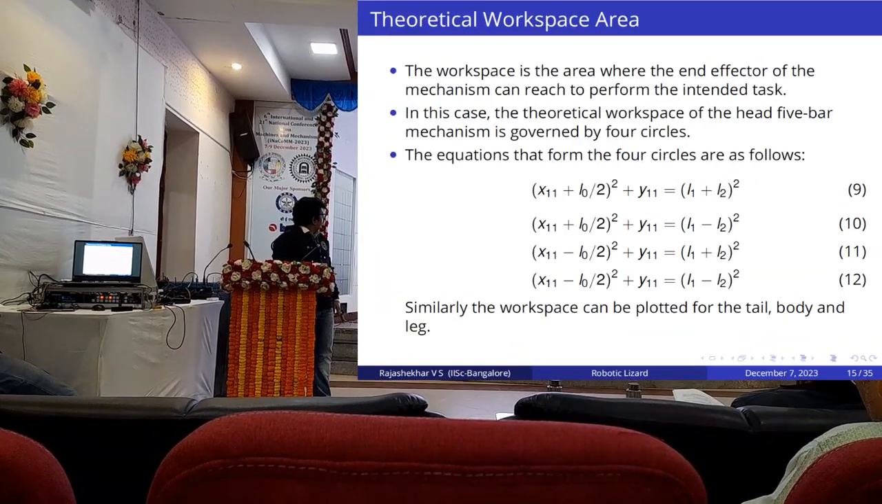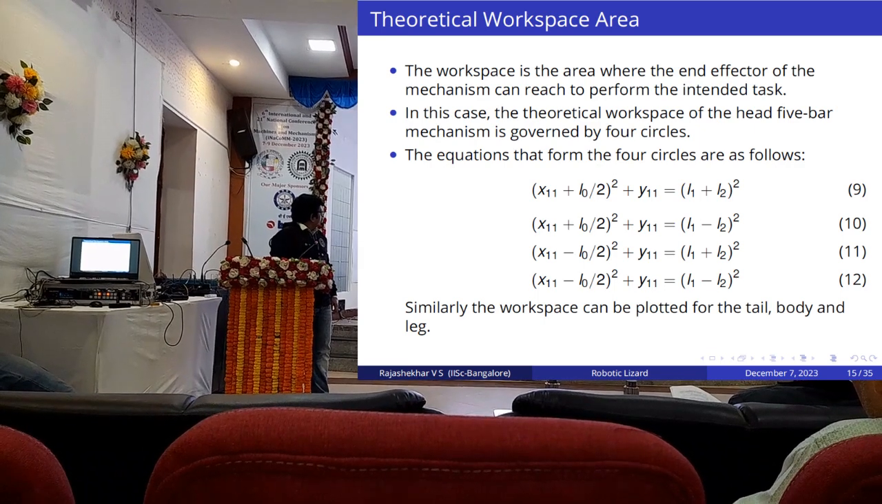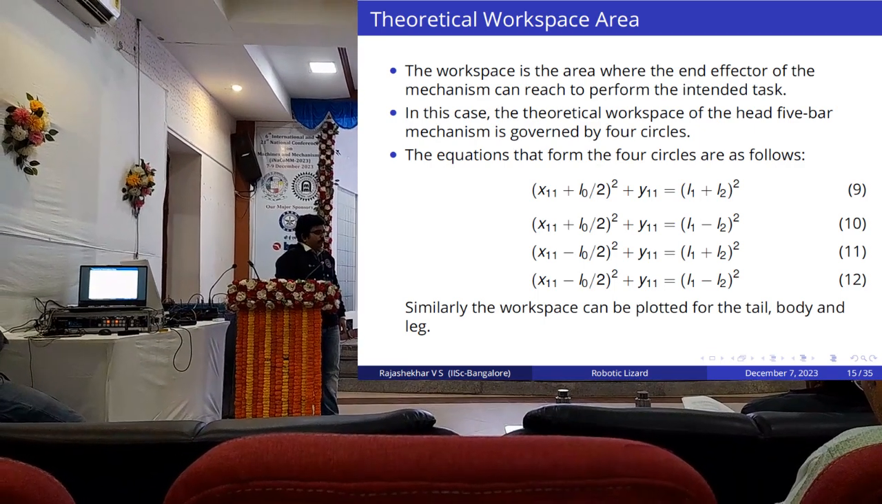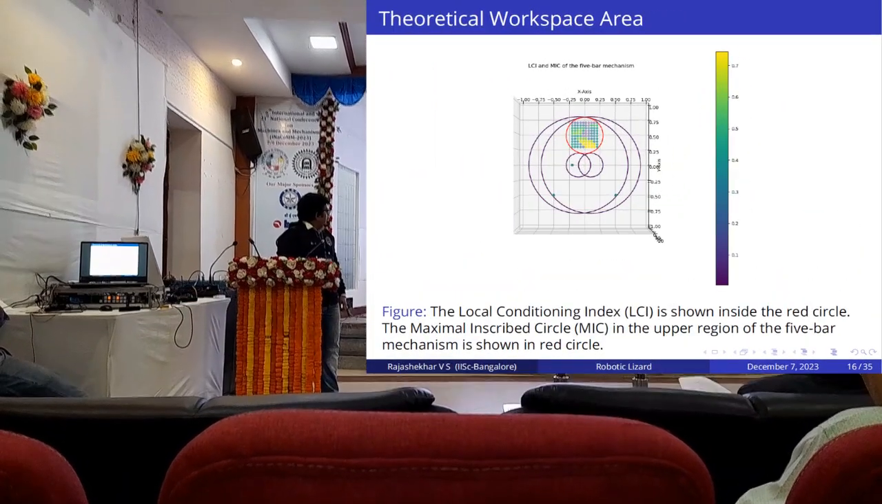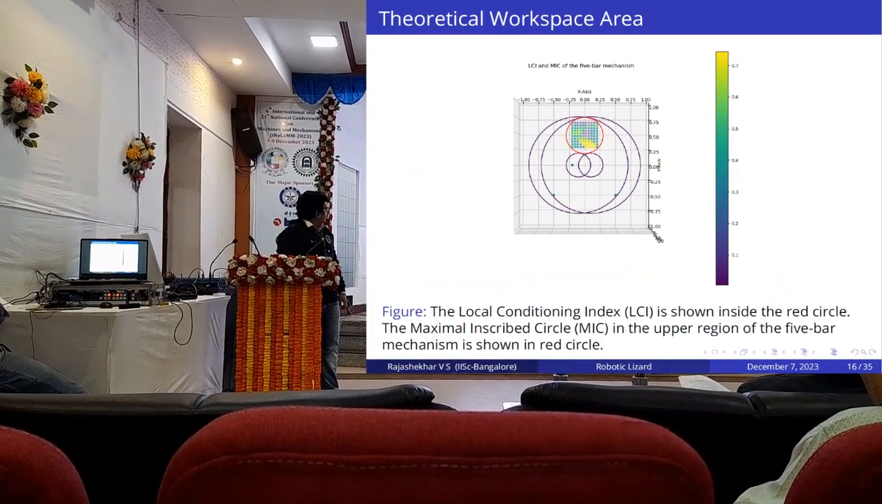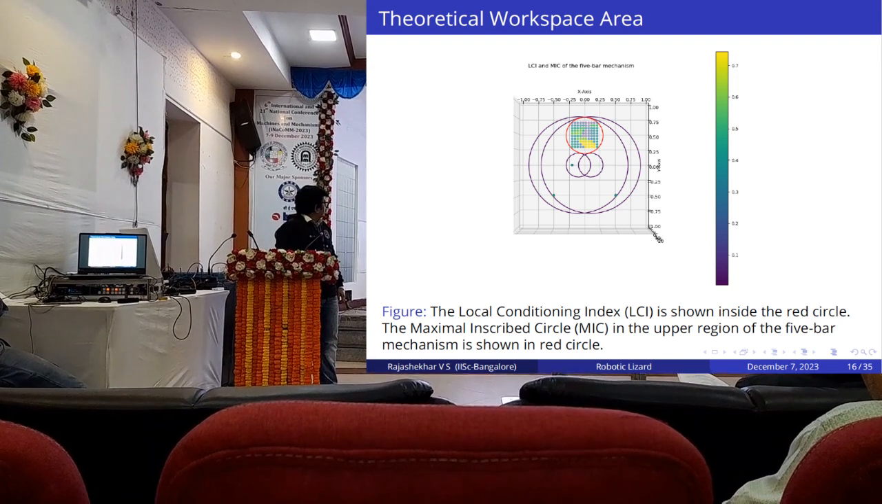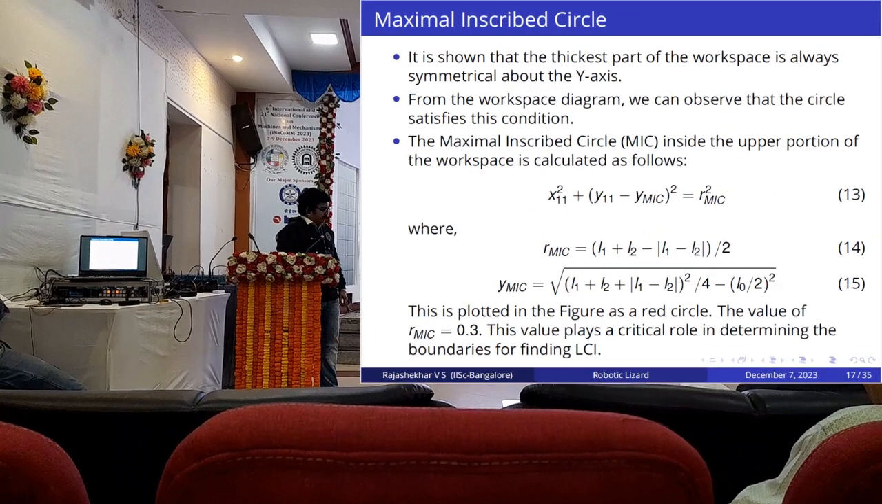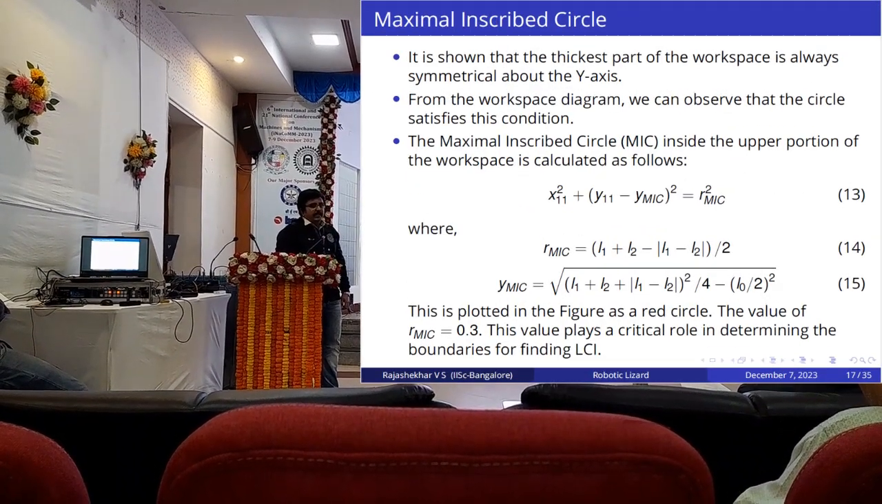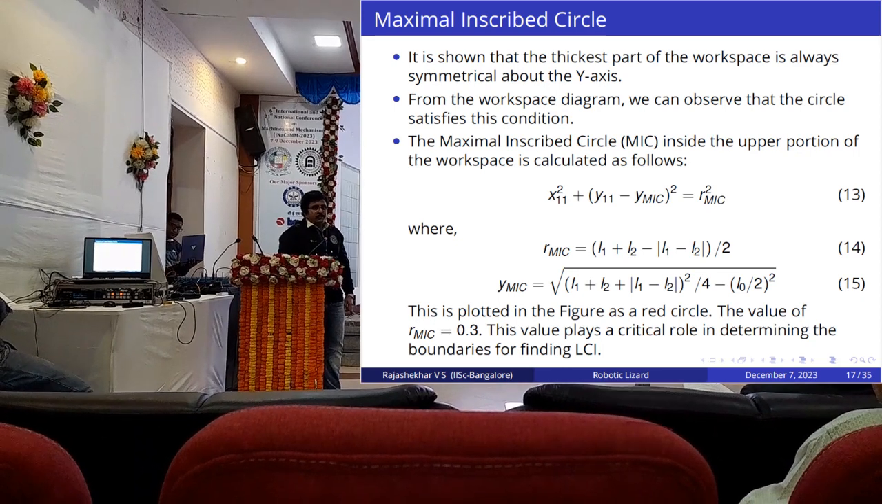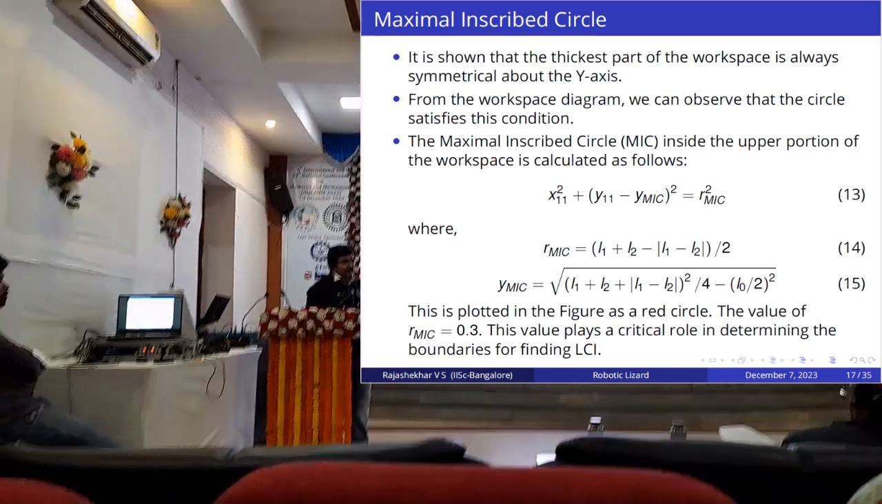And this is the theoretical workspace of the robotic lizard, the head portion alone, the 5-bar mechanism. There are basically 4 circles, and within the circle you can see in this figure, the workspace is plotted. Then there is a concept called the maximum inscribable circle. That is the area inside which the robot actually moves its head or the tail.